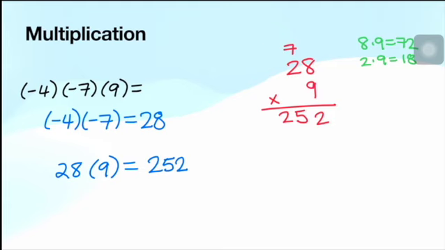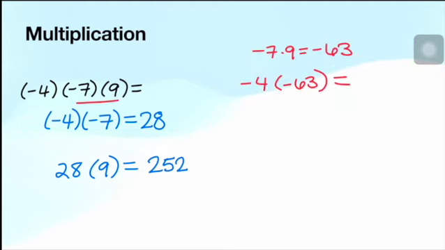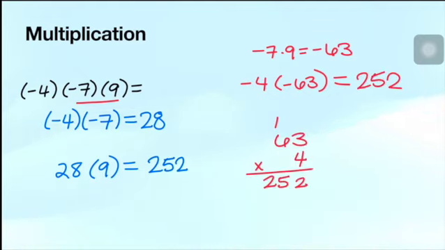Now I multiplied by going from left to right, but I can work in any order. I could have taken the -7 times 9, that's -63, and then that result, -63 times -4, should give me the exact same answer of 252. And let's see, we can check. 4 times 3 is 12, carry the 1. 4 times 6 is 24, plus 1, 25.